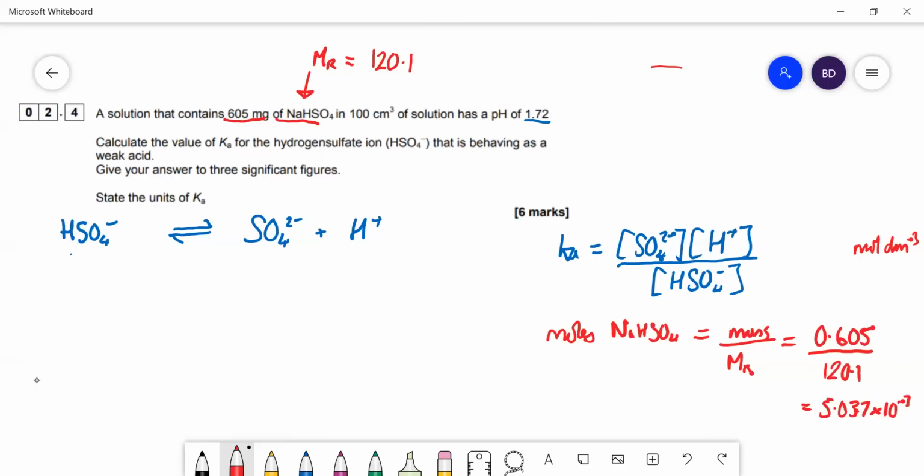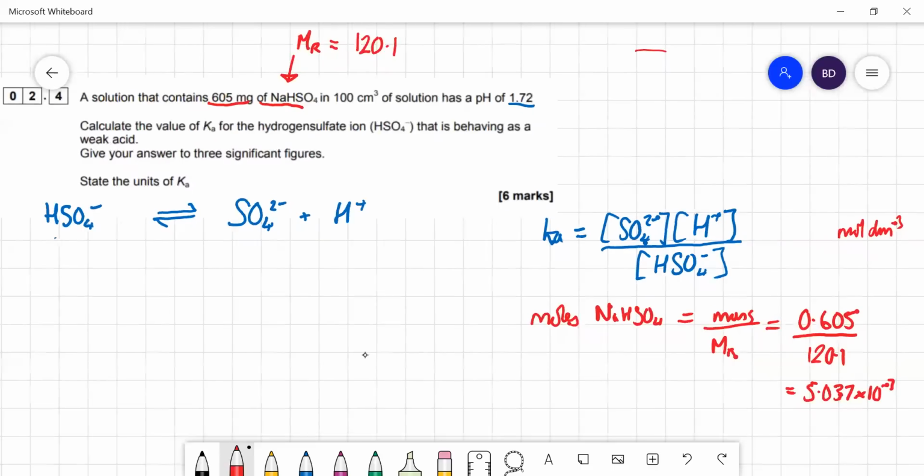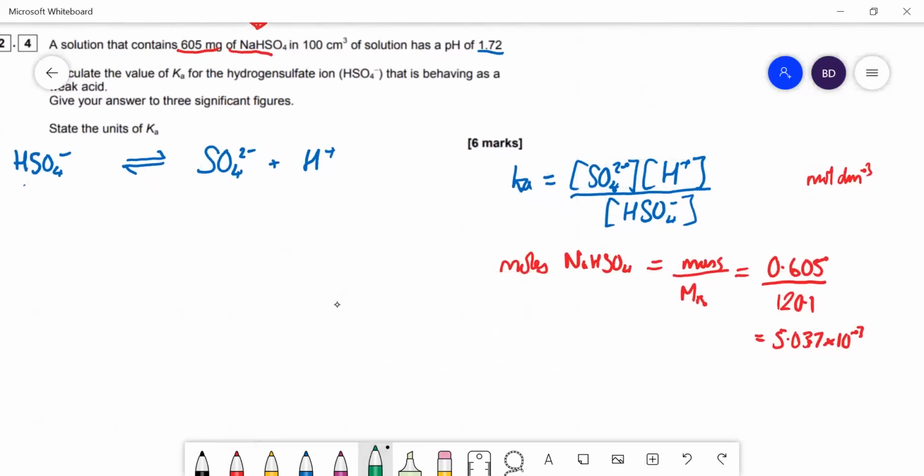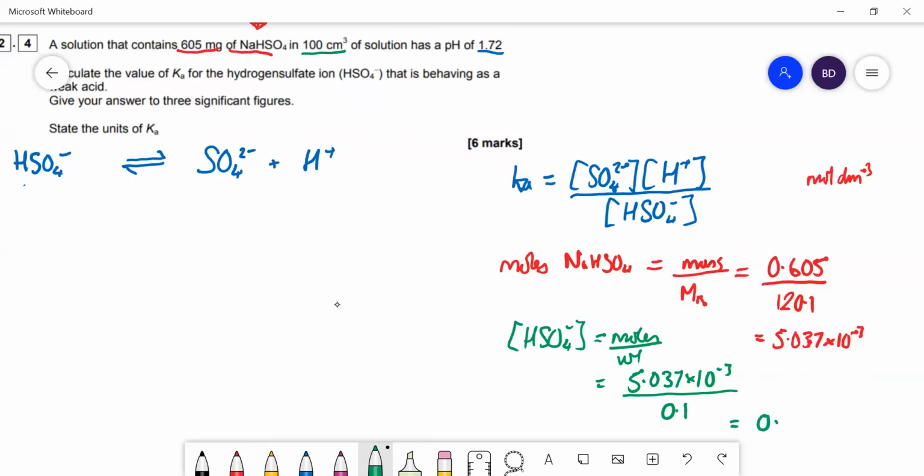Now we need to work out the concentration of the hydrogen sulfate ion, the initial concentration of it. It's going to be moles over volume. So that's 5.037 times 10 to the minus 3 over the volume, which is 100 centimeters cubed, that's 0.1 dm cubed. So the concentration is going to be 0.05037 mole per decimeter cubed.